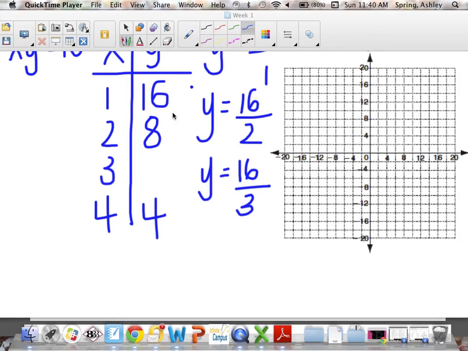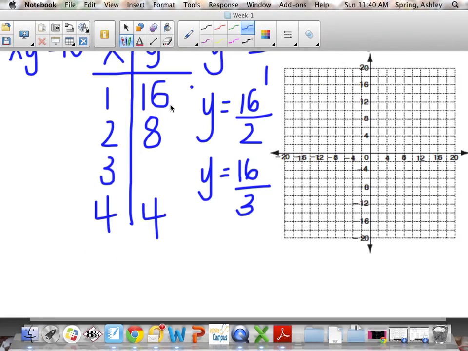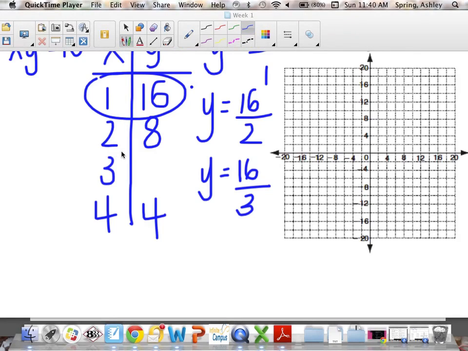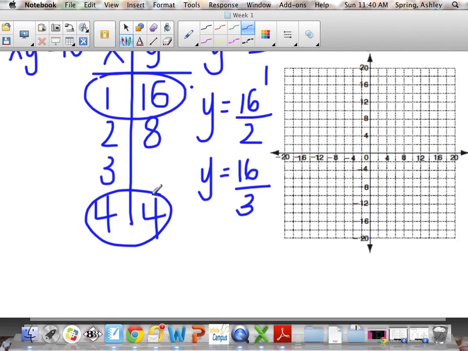And notice that each of these has a product of 16. Something I want you to think about is what would happen if I were to plug in 0 as my x value. Would this equation have an ordered pair of (0, 0), like the direct variation equations did?